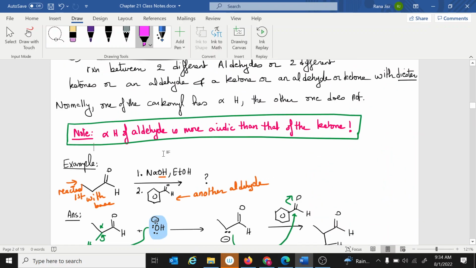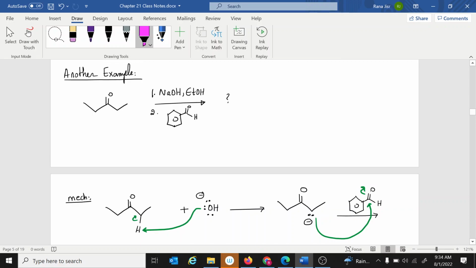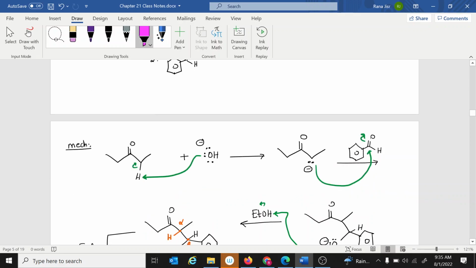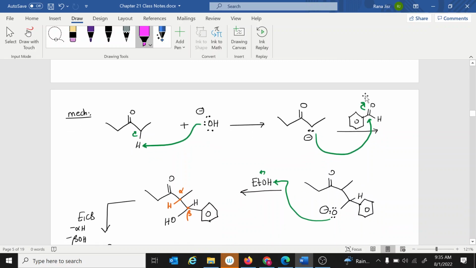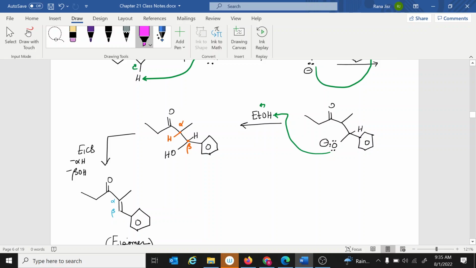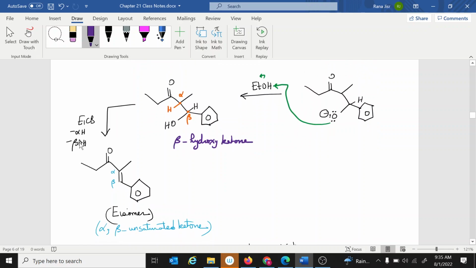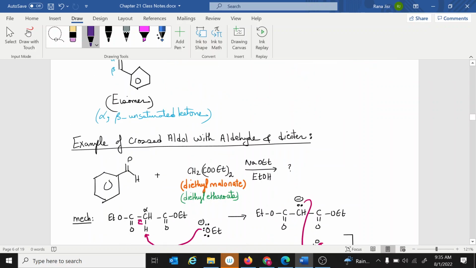Another example. Again, this is a mixed aldol because you have two different types of carbonyls in there. You create your enolate in one, you react it with the second one, you use your solvent, and you form your beta hydroxy ketone. And then you do the E1CB: always locate your alpha hydrogen and your beta OH, remove them, and you get your isomer. Always form your E isomer, not the Z, the E isomer in there. Okay?